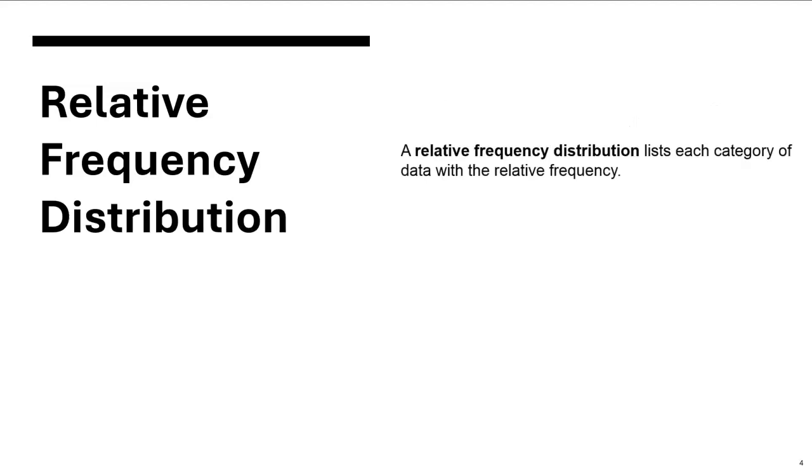And then you can have what's called a relative frequency distribution, which lists each category of data with the relative frequency. So your relative frequency distribution is just a continuation of your frequency distribution. It adds an additional column and puts the relative frequency in it. I just wanted to cover these definitions first, but I'm going to show you exactly what it means. It'll probably make more sense once we look at an example, okay?